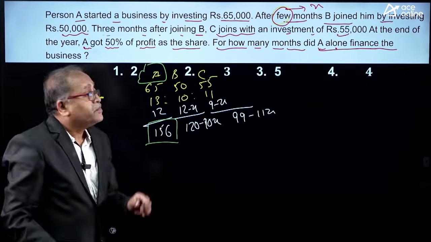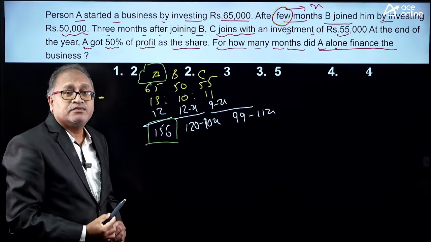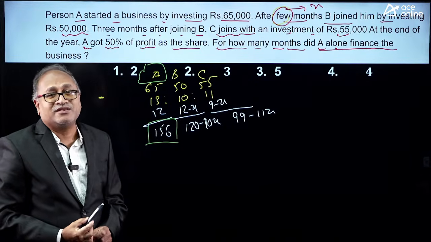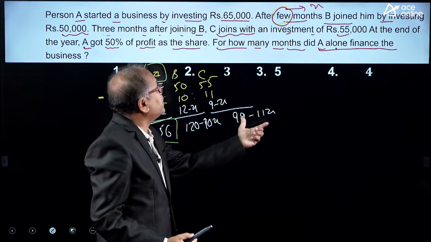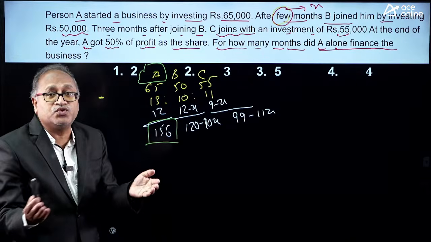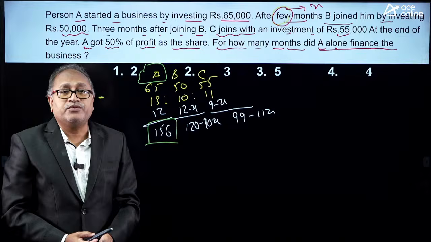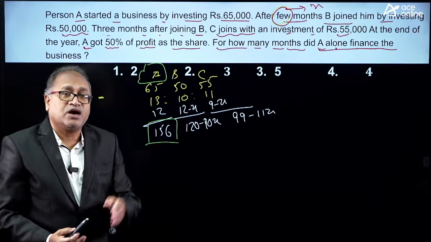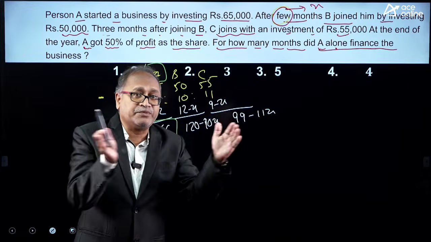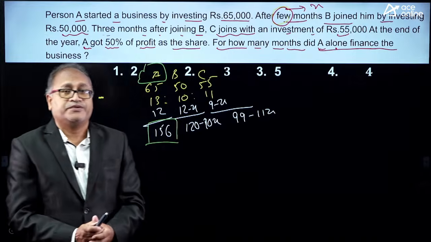156 by total is 50%. Now you can answer it. So 156 by total is equal to 1 by 2. Then what is x? The moment I get the x value, that should be my answer. Up to that many months, A alone worked.